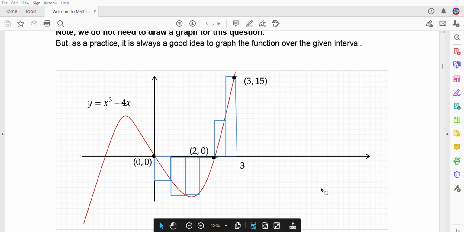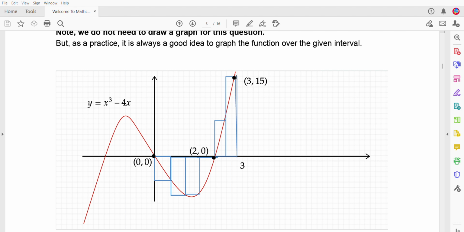Now I'm going to use the right endpoint. So I've drawn these rectangles, you see, using the right endpoint for the first interval, right endpoint for the second interval, right endpoint for the third interval, right endpoint for the fourth, for the fifth, and for the sixth.